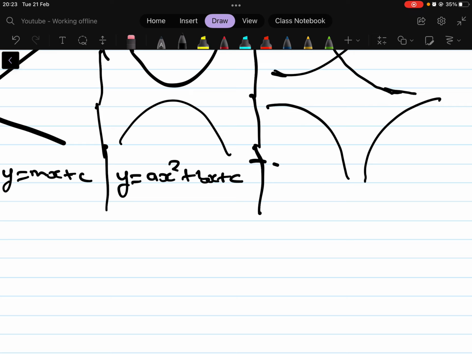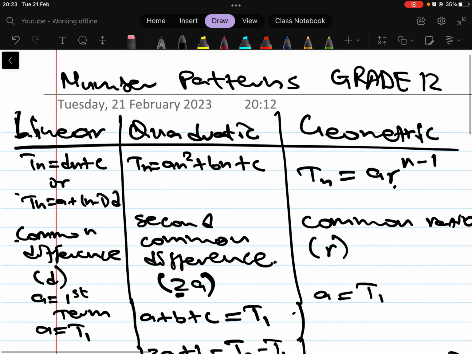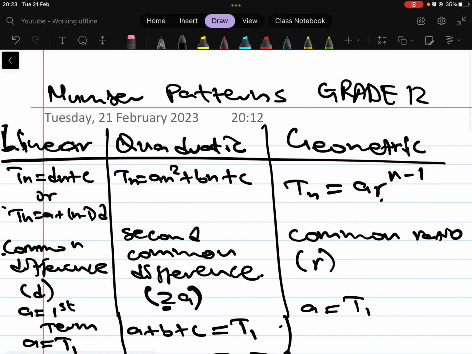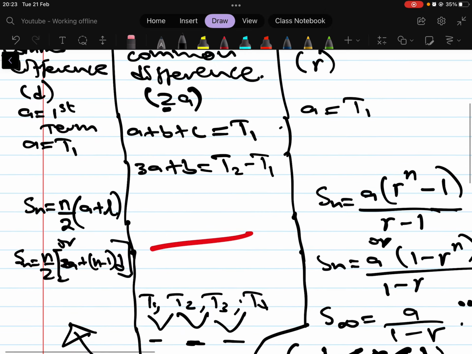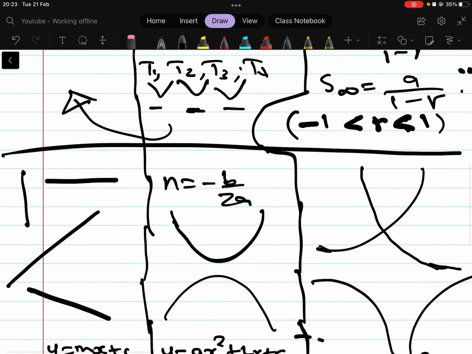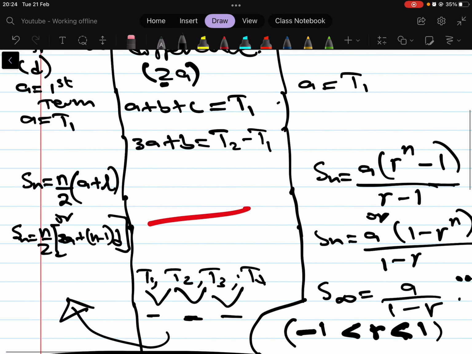And then for exponential or geometric, the formula that you should be used to by now is this one. If you look at the formulas that I've just given, they look very similar to the general formulas of each type of number pattern. So just remember that. And then we will do examples so that you get to understand the application of each type of formula. Then you should be fine. I don't see us having any problem at any point.